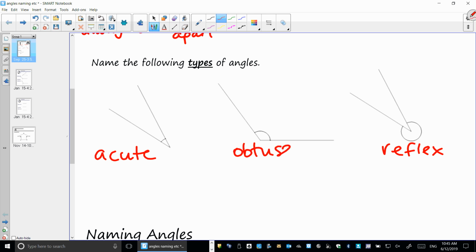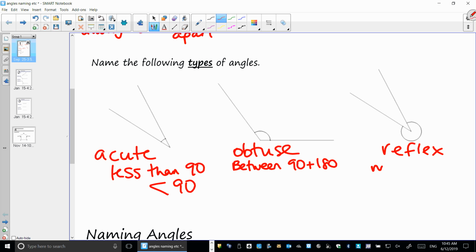Good girl. So acute is less than 90 degrees. Acute is the baby. Obtuse is between 90 and 180, and reflex is more than 180. Okay? And obviously, if it's exactly 90, it would be a right angle. We know that. And if it is 180, it's a straight line. Okay? So there are your 3 different types of angles.